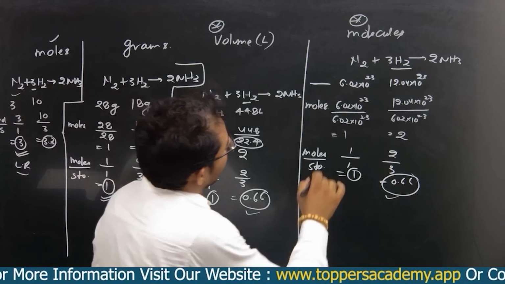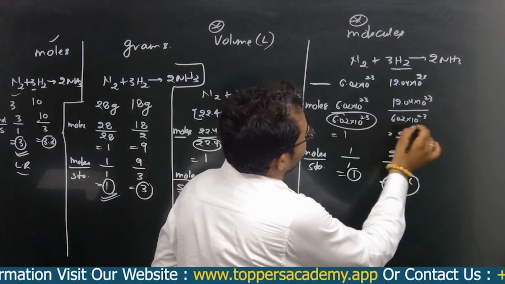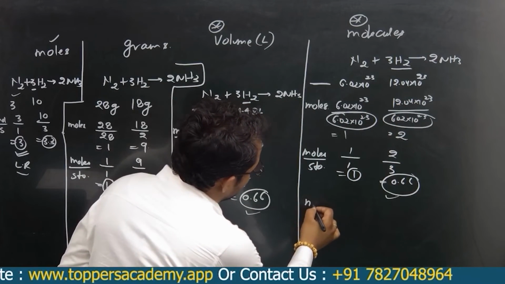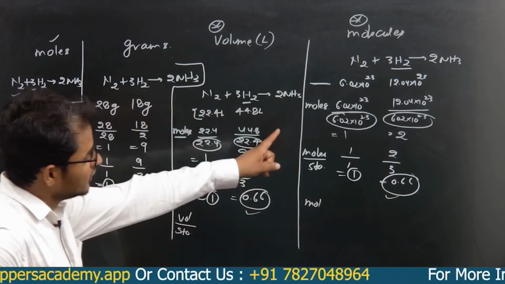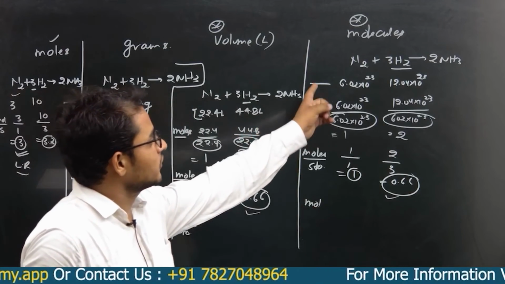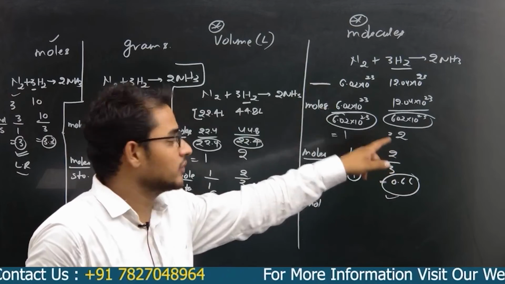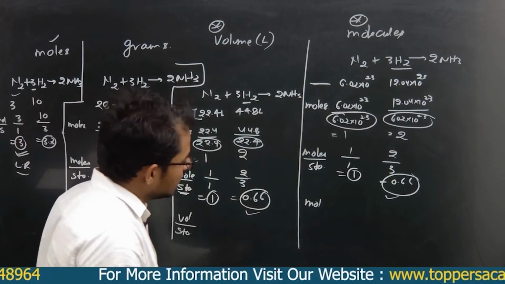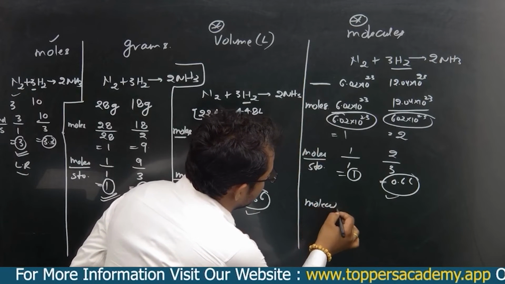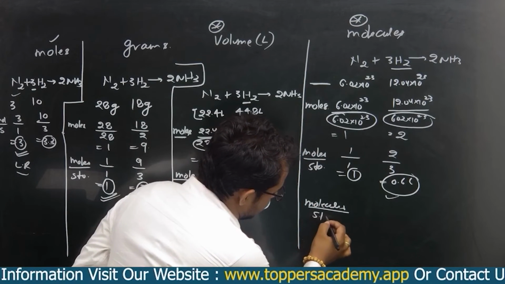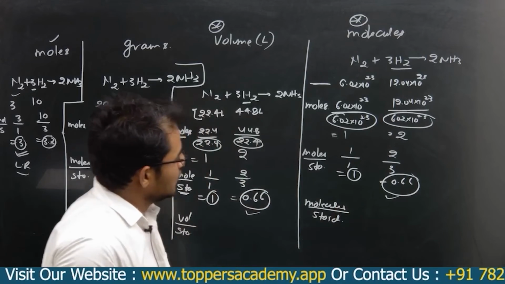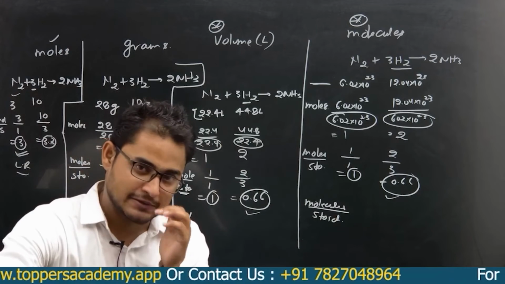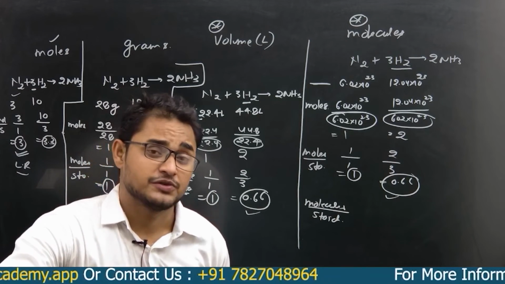In this case also we are dividing by the same value, that is Avogadro number 6.02 into 10 to the power 23, so we can calculate directly. We are not bound in this case also to first calculate the number of moles and then find moles upon stoichiometry. We can find directly the value of molecules upon stoichiometry, and the reactant for which it is lesser will be our limiting reagent.